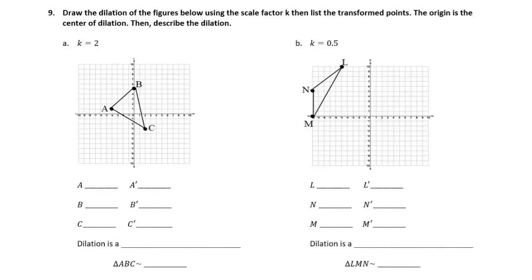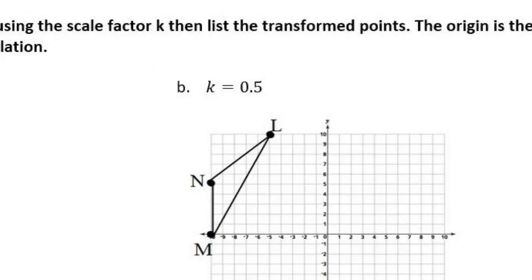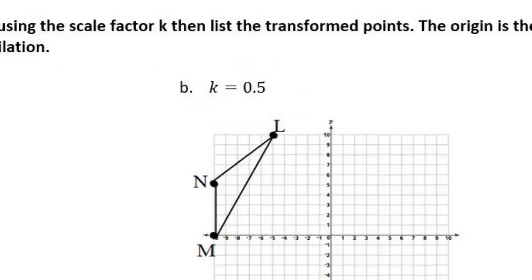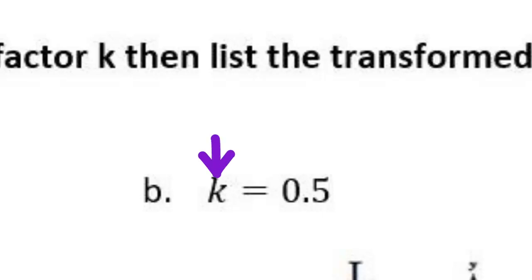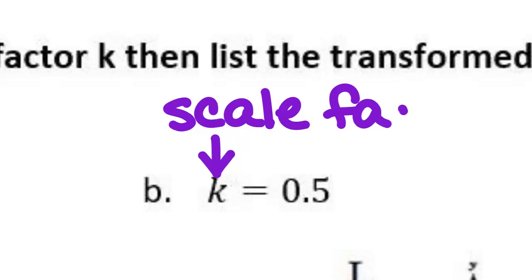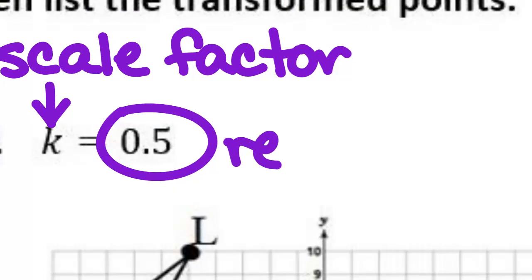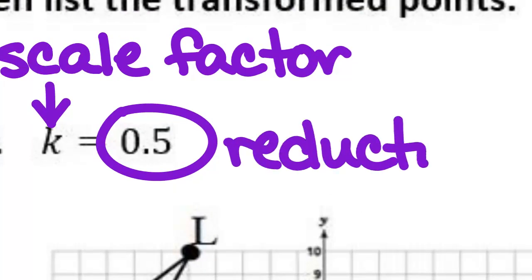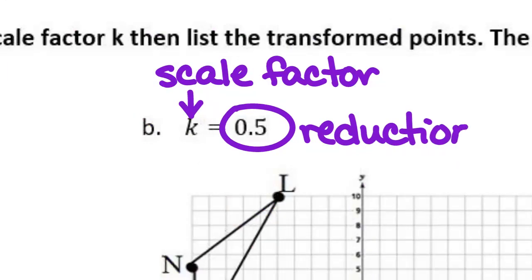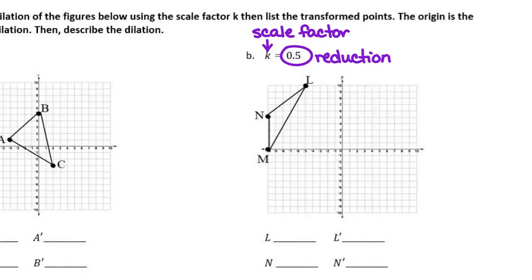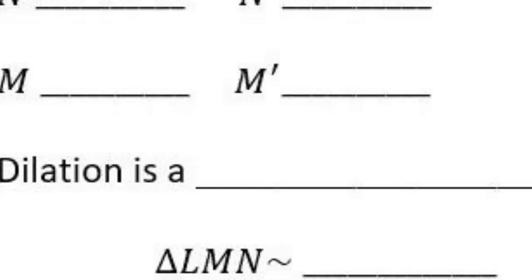Part B, they have a triangle drawn for us. And then up above it says K equals 0.5. What does K mean again? Scale factor. And if my scale factor is 0.5, is this an enlargement or a reduction? Reduction. So I can come down and put that on this line where it says dilation is this is a reduction.